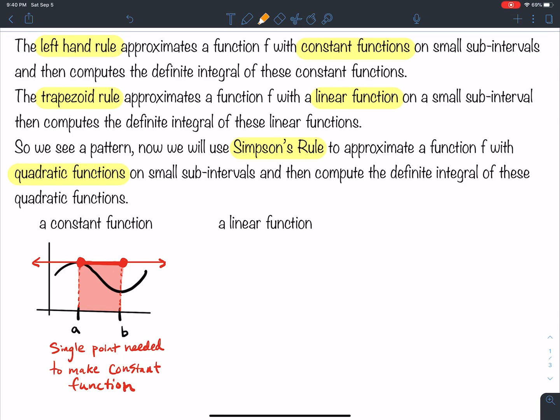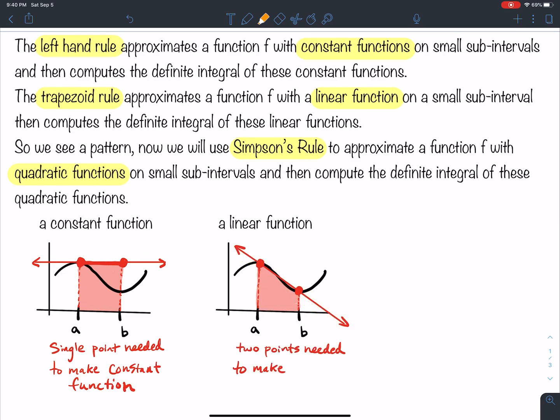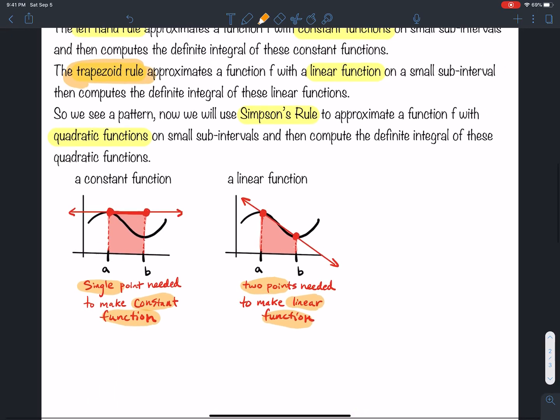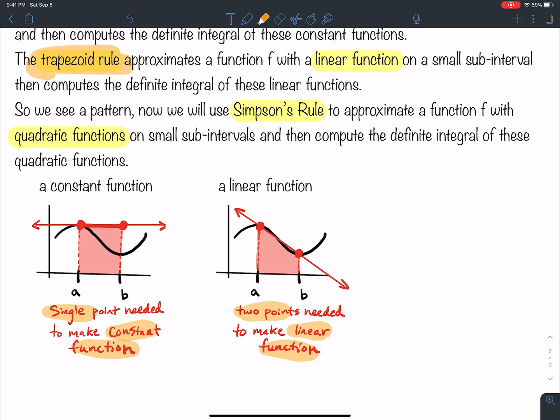So with a linear function approximation, to draw a line, I need two dots. Two points, draw a line, and then I can use that to approximate the area. So two points to make a linear function, a single point to make a constant function. And with this linear function, we used the trapezoid rule. Remember, we formed a trapezoid and found the area doing that. And we found that the trapezoid rule was actually way better than using rectangles. The trapezoids seem to fit the curves a little bit better, and you didn't need too many trapezoids to get a good approximation.